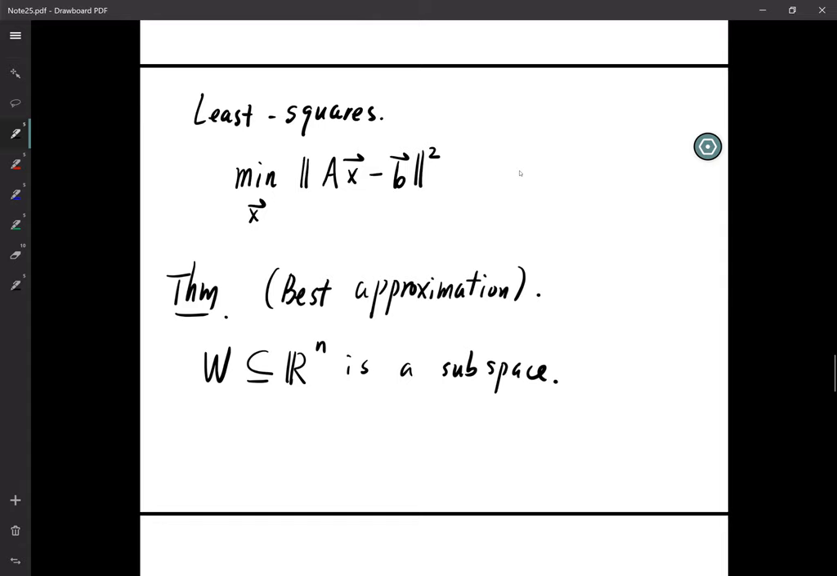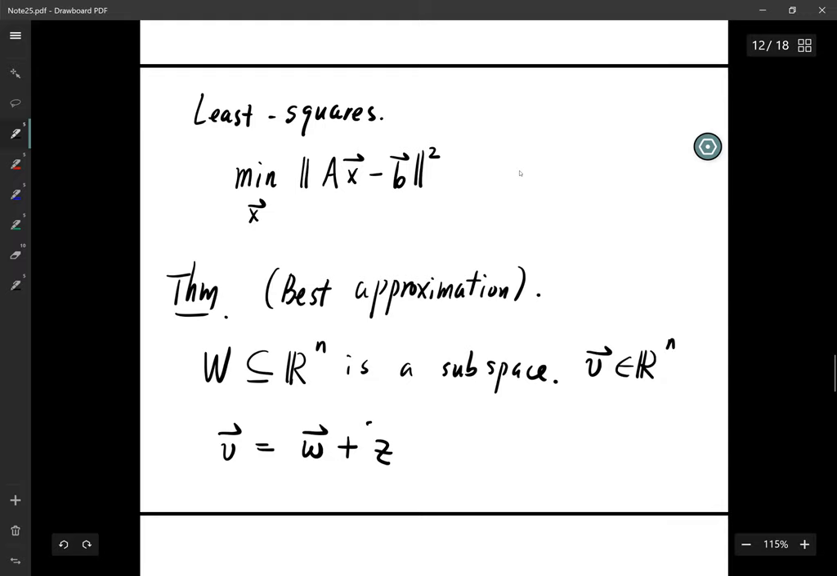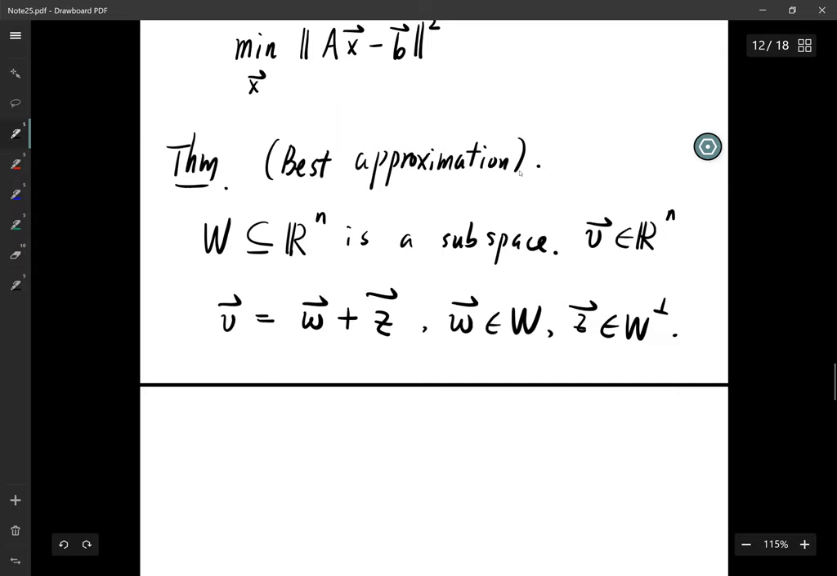Where was I? So W is a subspace and V is in Rn. By the uniqueness of the decomposition theorem, we have V equal to W plus Z, where W is in the subspace W and Z is in W perp. We also know that this W is nothing but the projection of V onto W. Why do we know that? Because obviously this projection satisfies the conditions, and by uniqueness, this is the only possibility.